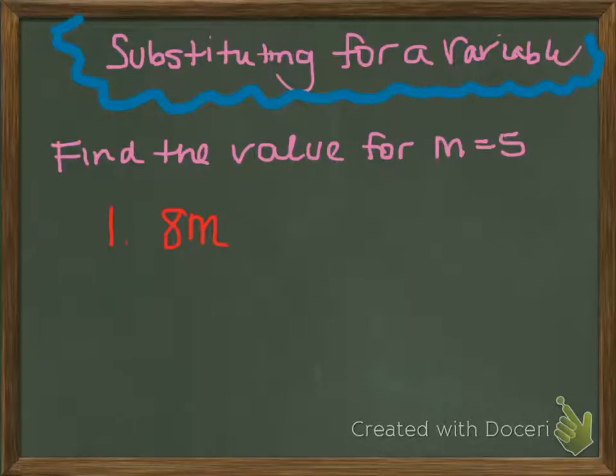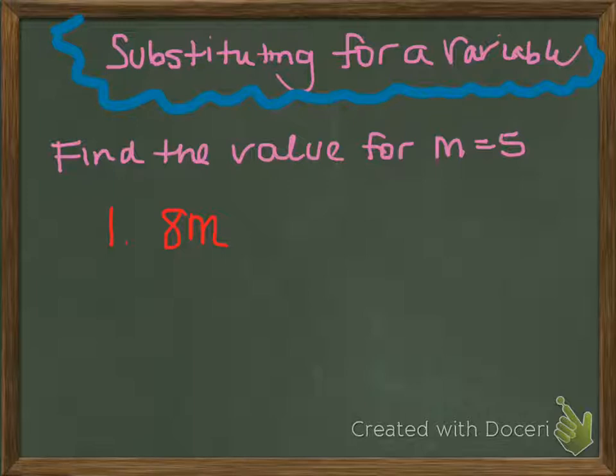In this video, we are going to substitute a number for a variable and find a value for the expression that we have. Now, in this example, we're going to find the value for m equals 5, which means we're going to take 5 and substitute it anywhere that we see m.